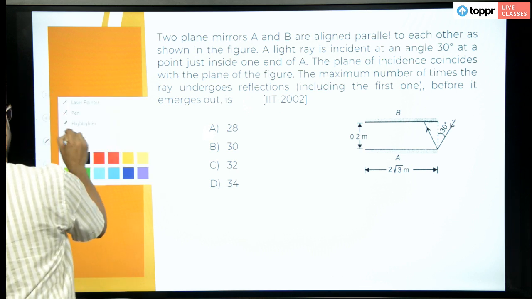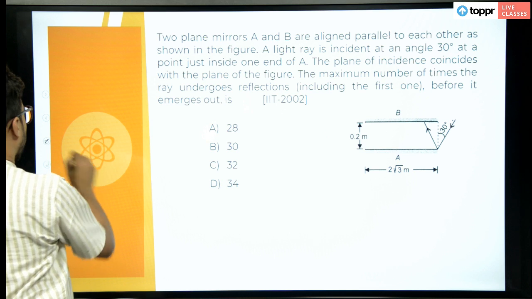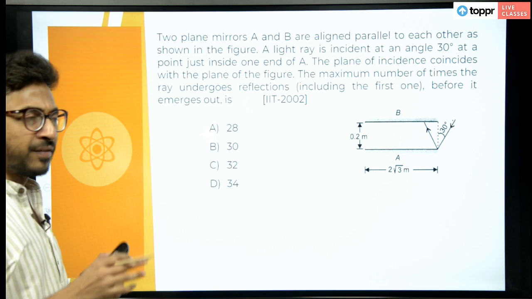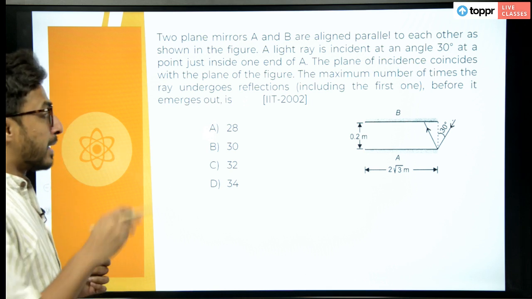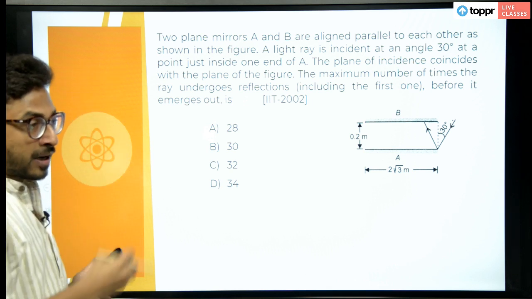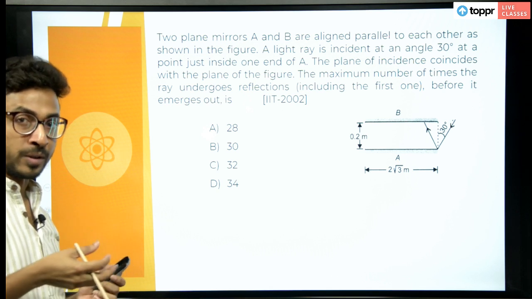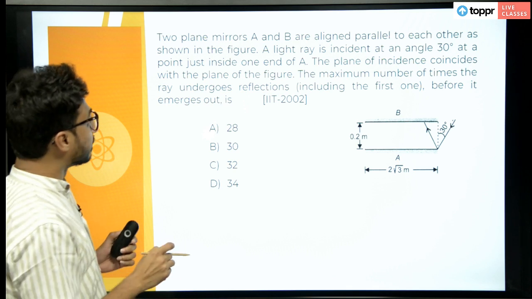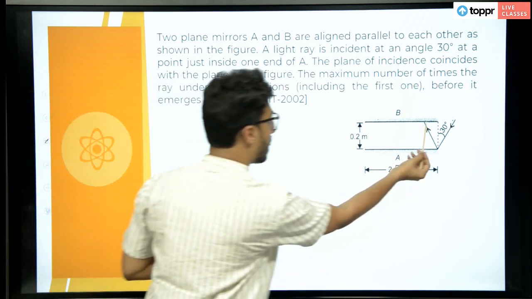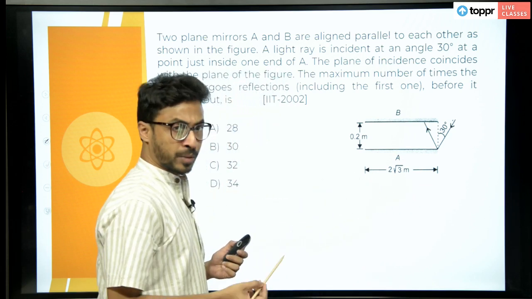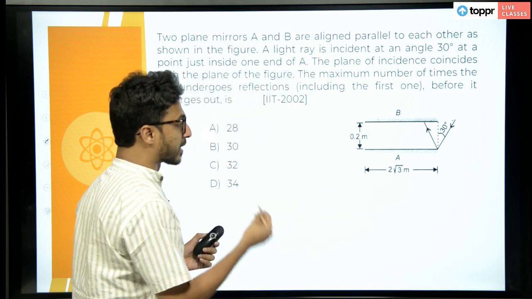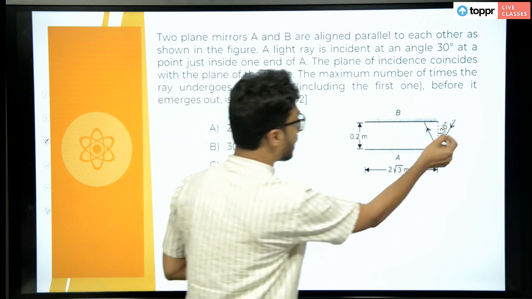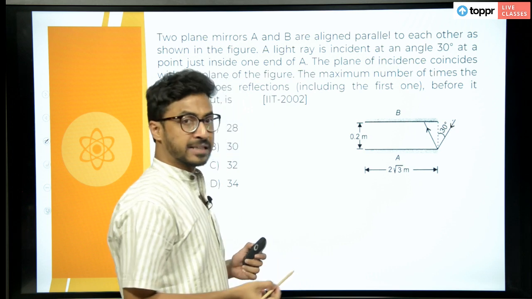Now see, this question is a relatively very simple question in the sense this actually does not have much optical theory into it, but we have to apply the geometrical principles. If you see, what is the question? A and B are the two mirrors, the length of the two mirrors are given, the distance between them is 0.2, right? And the angle of incidence is 30 degree.